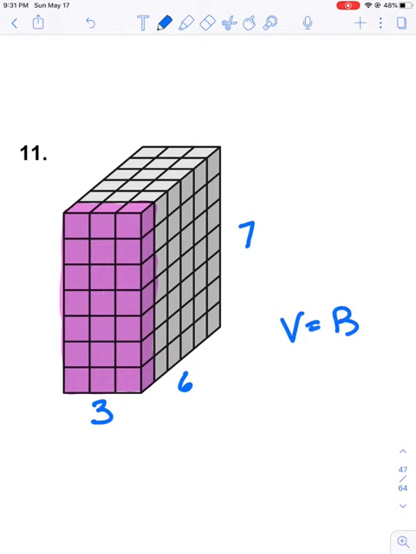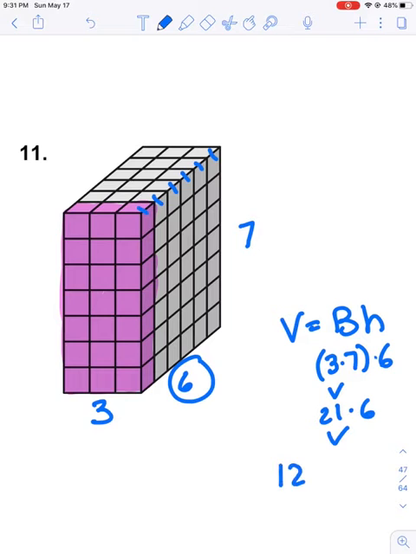So volume equals area of the base times the height. The area of that pink section is 3 times 7. And then it's repeated once, twice, 3, 4, 5, 6 times, the third number. So it's going to be 21 times 6, which is 126 units cubed.